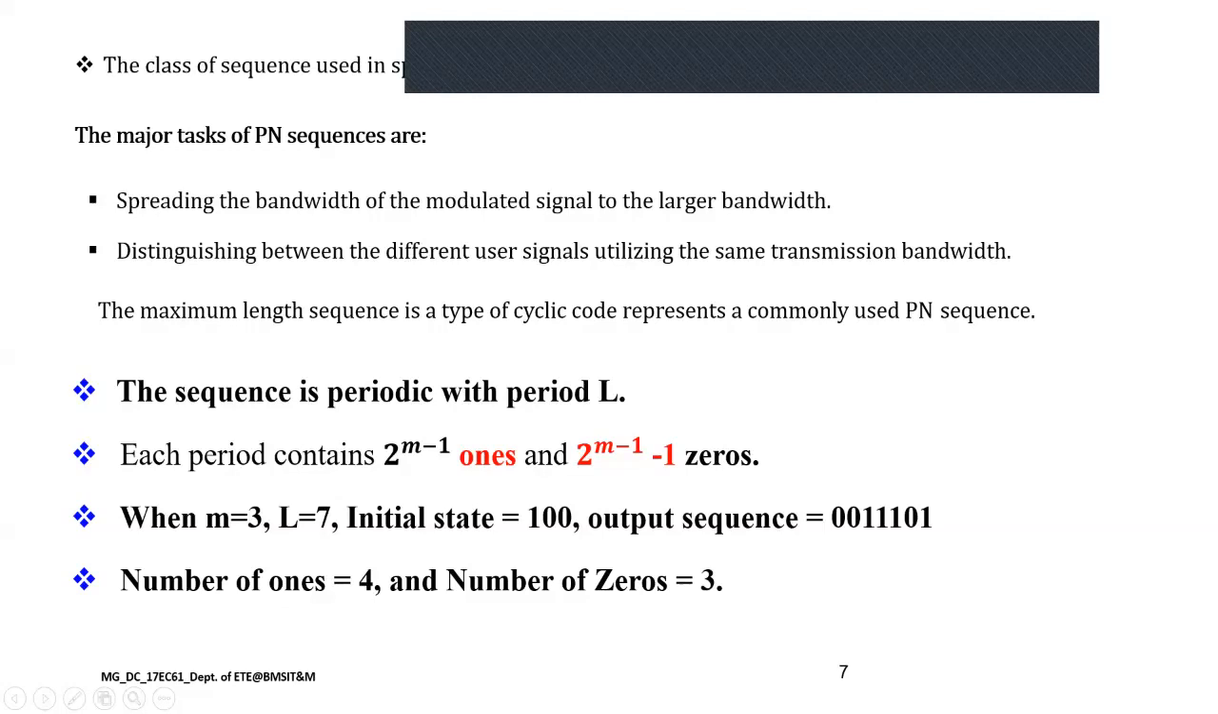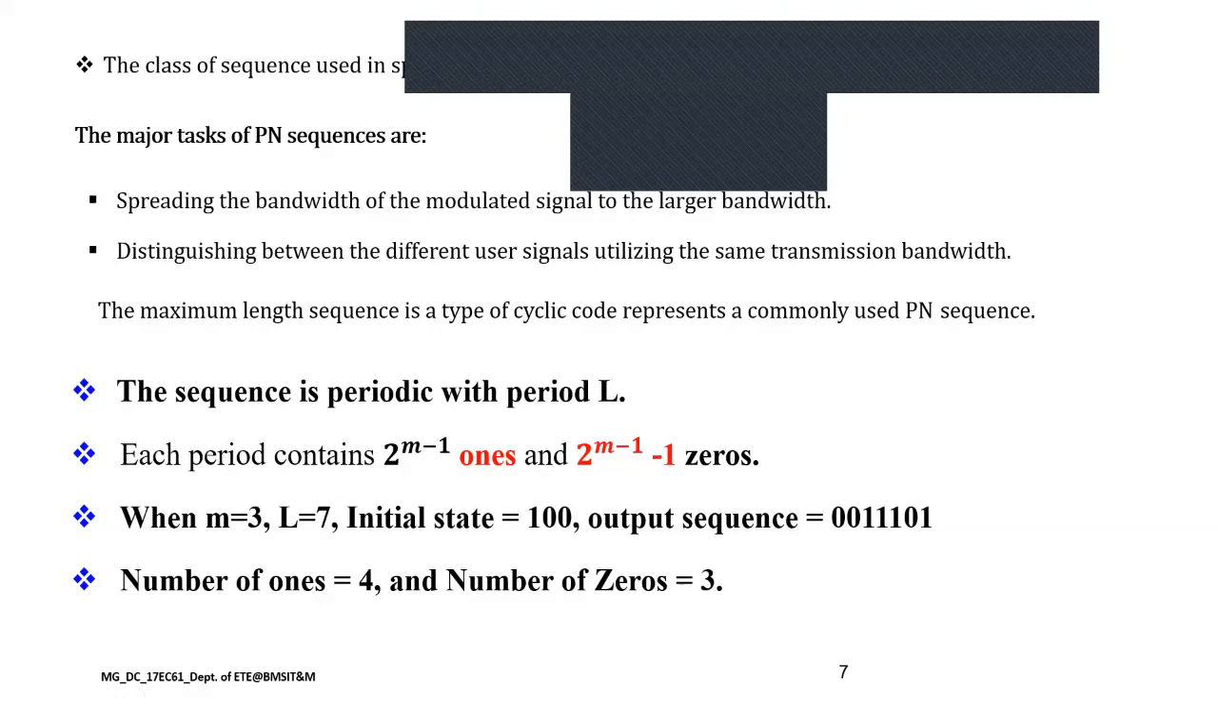So in this, what we are observing is the number of zeros. The number of zeros will be 2 power m minus 1 minus 1. The value of m is 3, so 3 minus 1 is 2, 2 power 2 is 4, 4 minus 1 is 3. So 3 zeros are there. And how many ones are there? 3 minus 1 is 2, 2 power 2 is 4. So 4 ones are there. That is 2 power m minus 1 ones and 2 power m minus 1 minus 1 zeros. I hope this concept is clear. So this pseudo-noise sequence is periodic with period L and it will have 2 power m minus 1 ones and 2 power m minus 1 minus 1 zeros.